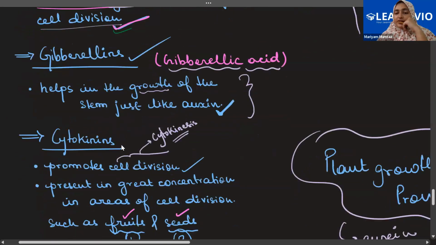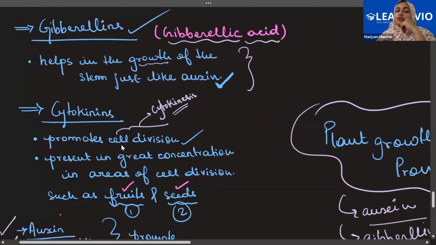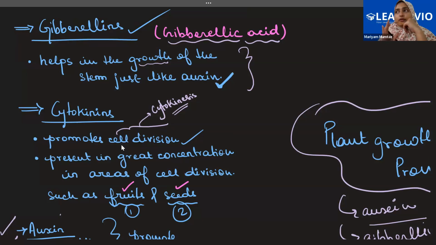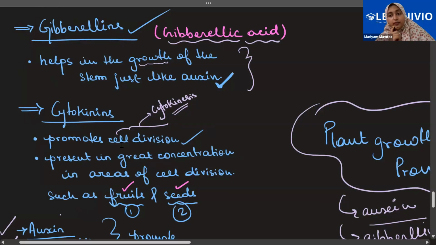Then comes gibberellins or gibberellic acid. Now, gibberellins are the hormones that help in the growth of the plant, just like auxin, right? Their function is very similar to auxin. It's just that their chemical composition is very different from auxin. So that is the case of gibberellic acid or gibberellins.